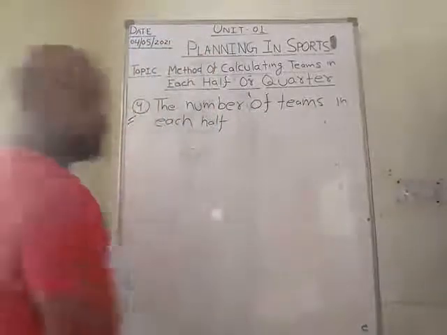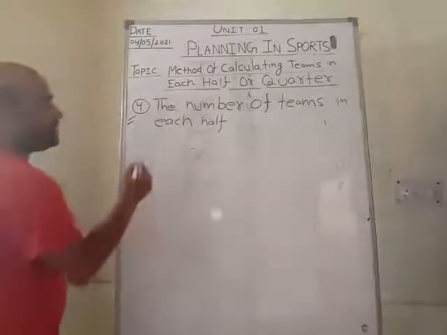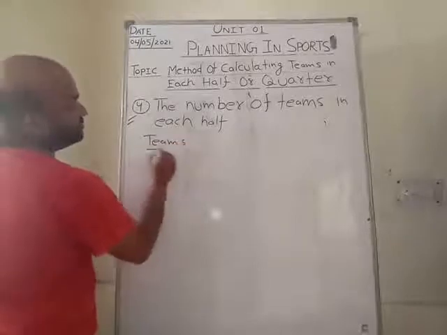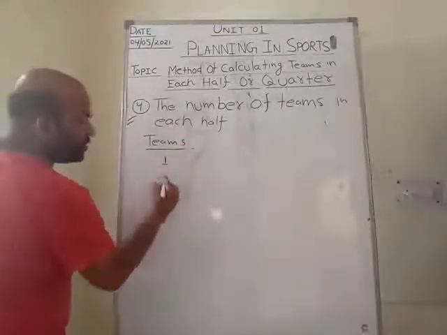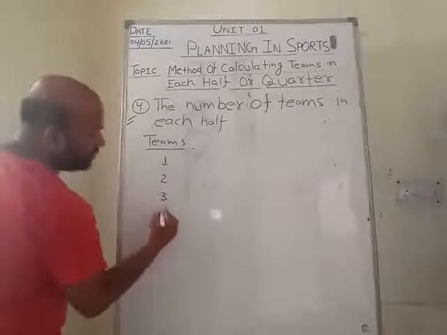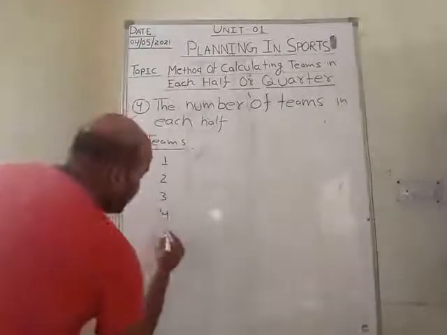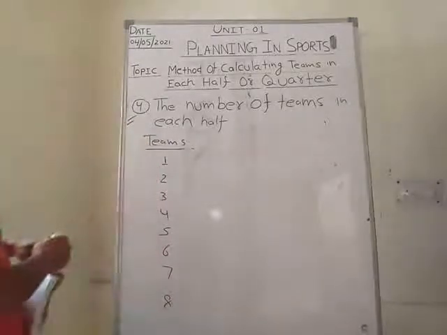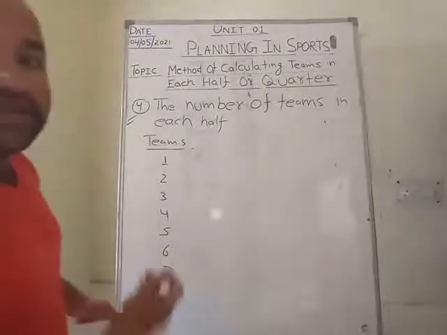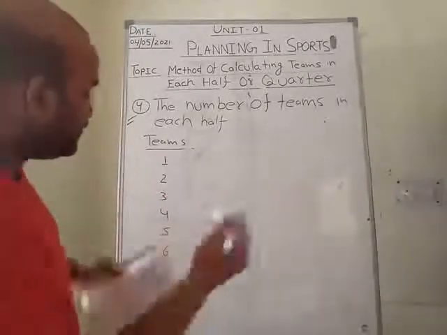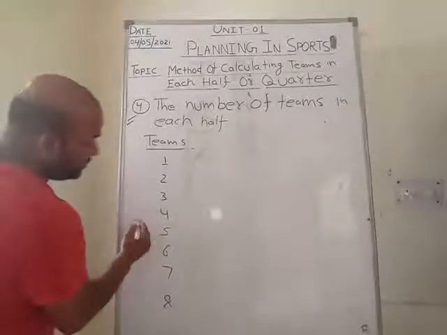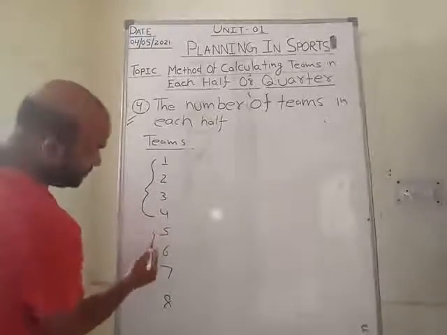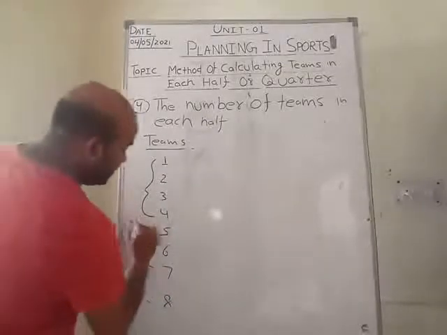Eight teams. Simply divide. First, write down the teams. 1, 2, 3, 4, 5, 6, 7, 8. There are 8 teams. So divide easily into the upper half and lower half. Give the line between the 4 teams. There are 4 teams in the upper half, and they are easily divided.